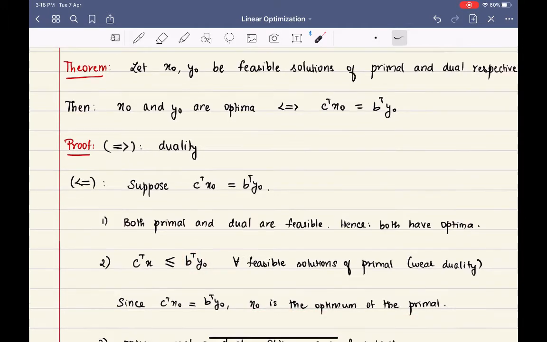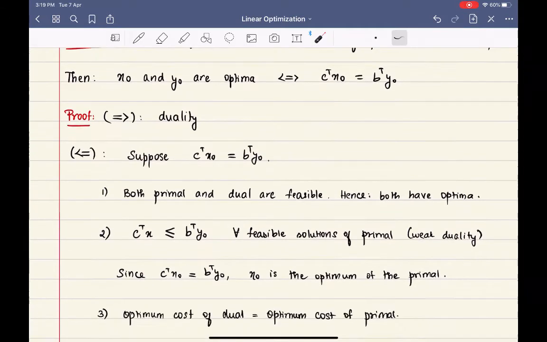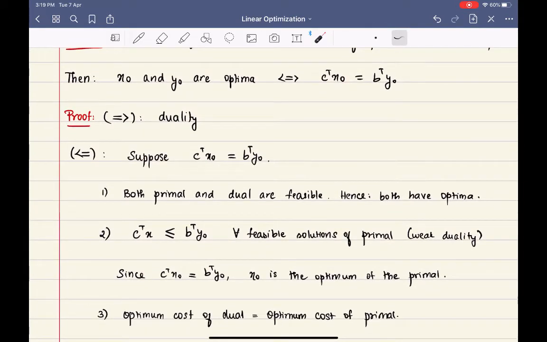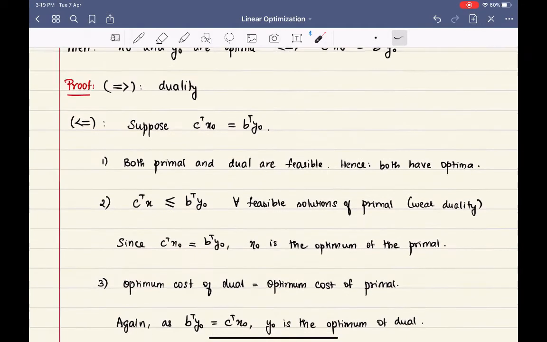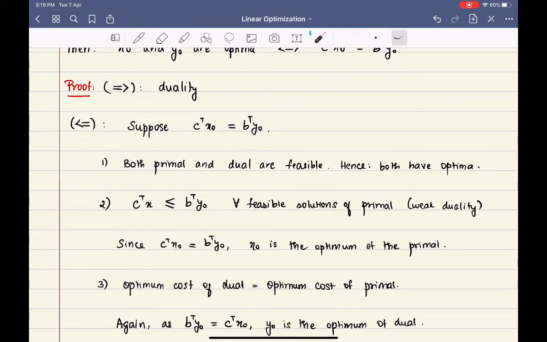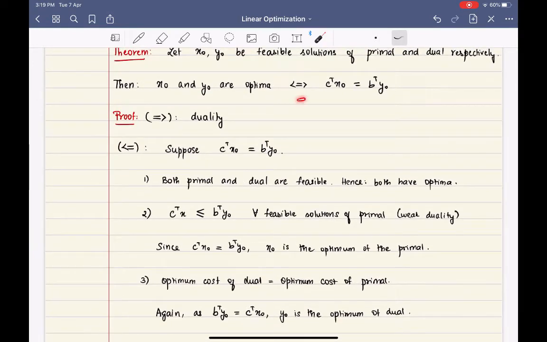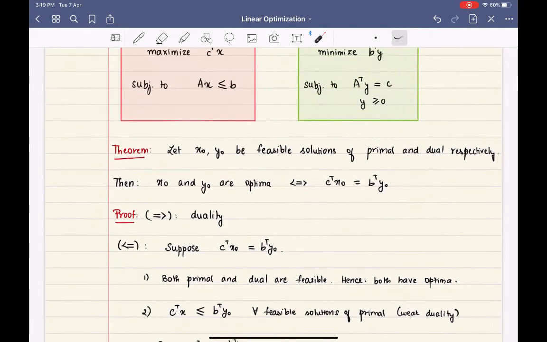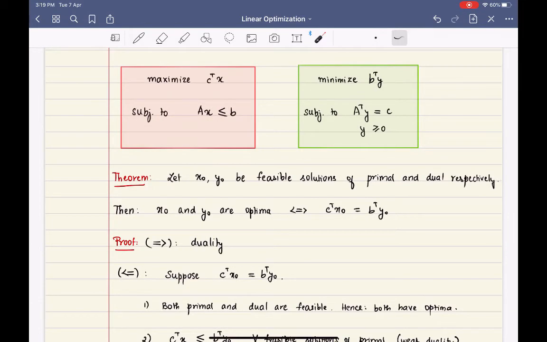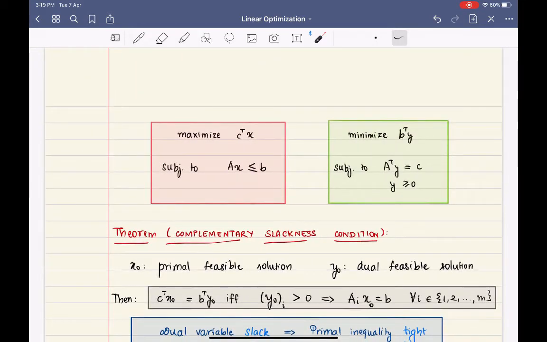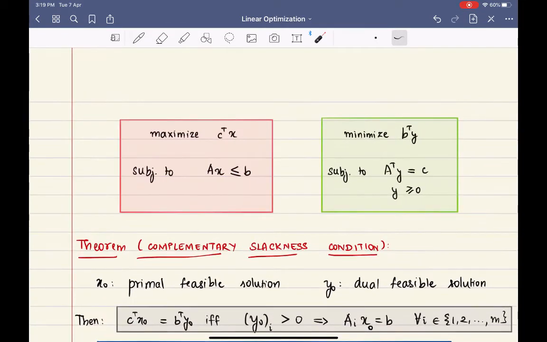Now it remains to show that y0 is the optimum of the dual. But then again from duality we know that the optimum cost of the dual should be equal to the optimum cost of the primal, and since y0 attains this optimum cost, y0 is the optimum of the dual. So this essentially follows from duality with slightly more care for this direction. Now here comes the main theorem called the complementary slackness condition.